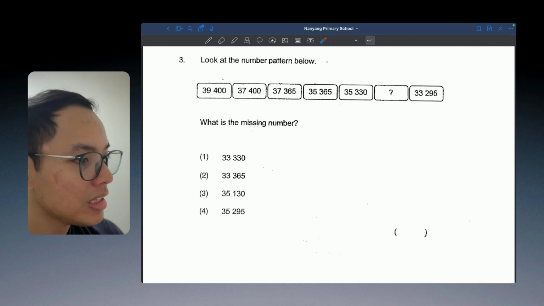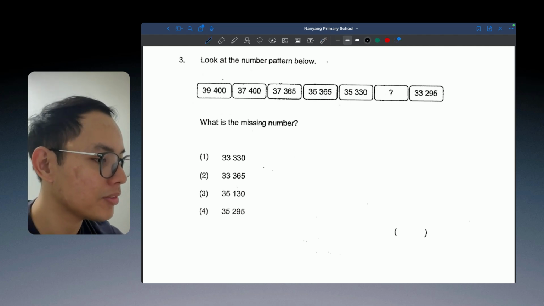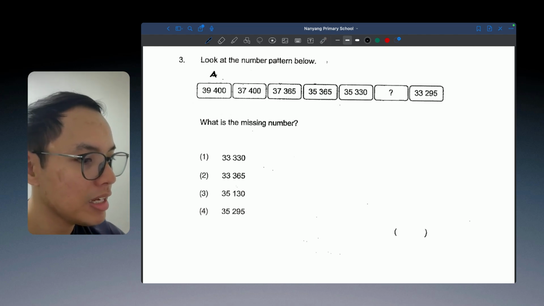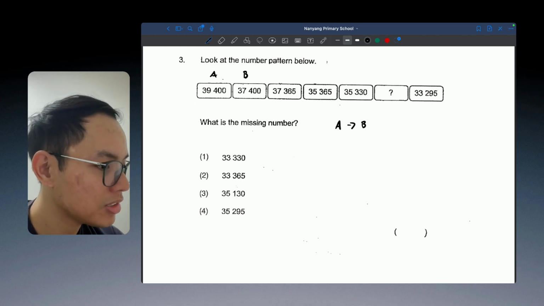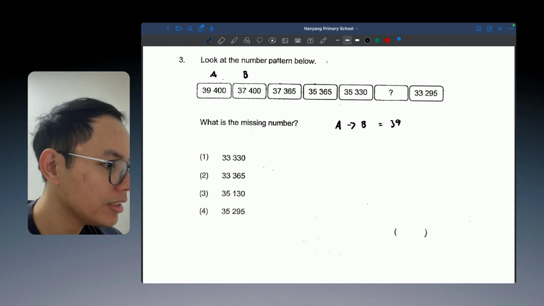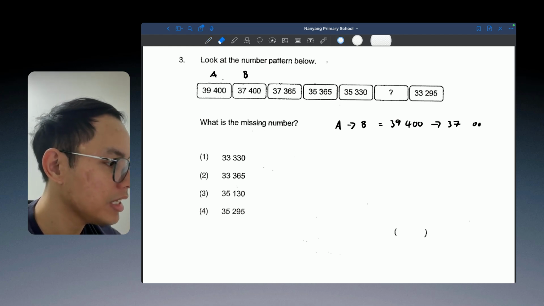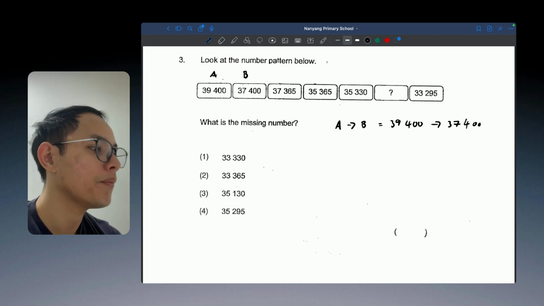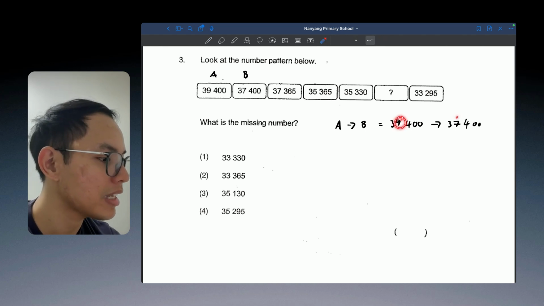Okay, so you see the numbers 39400, 37400. So we can write down, this is the first pair. Let's call it A and B. So A to B is 39400 and then 37400. This looks like an H, but this should be a 4. So that means we have a difference in numbers, 9 and 7. How do we get from a 9 to a 7?